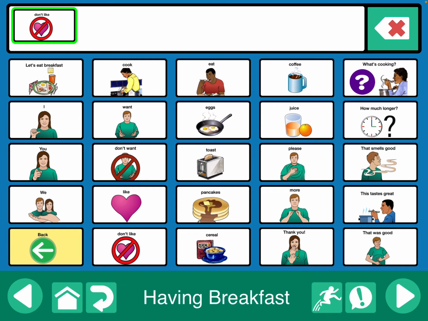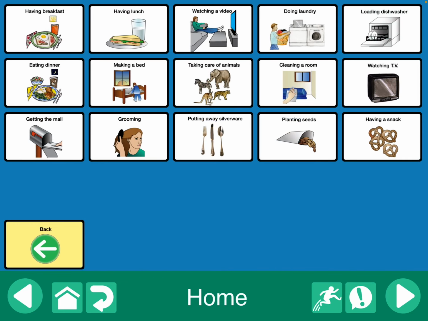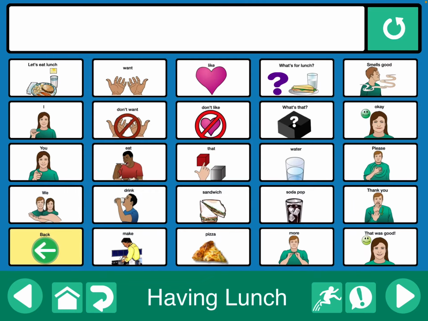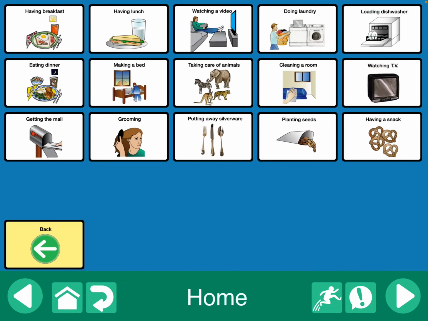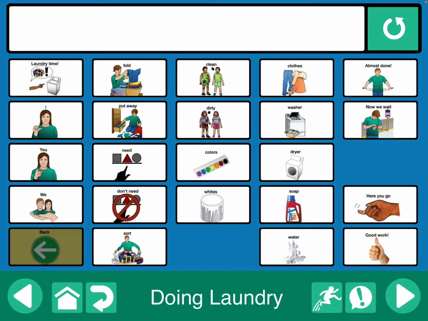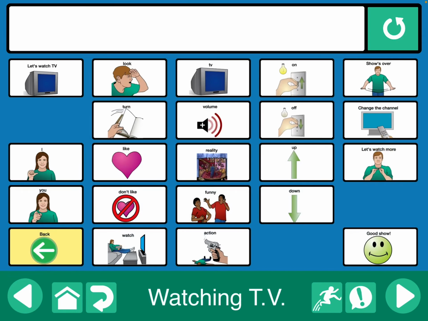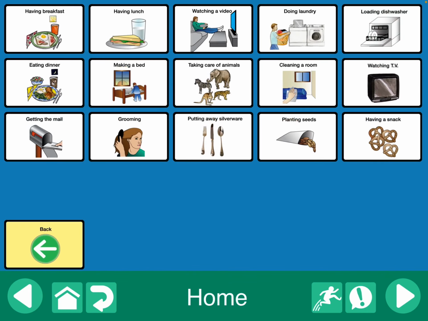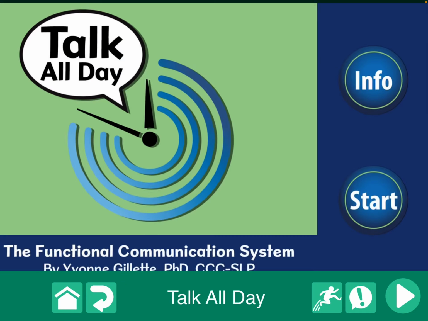Don't like. Having breakfast, having lunch. So it's more context-based. Doing laundry, watching TV. So there's going to be a lot of duplication in this because words would be stored in multiple places. They're more organized by being able to access that vocabulary based on an activity. The setting and then the activity.